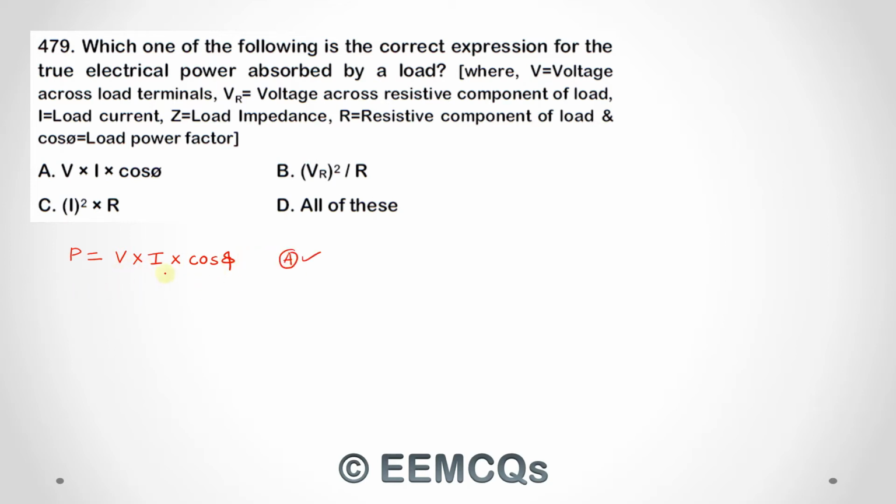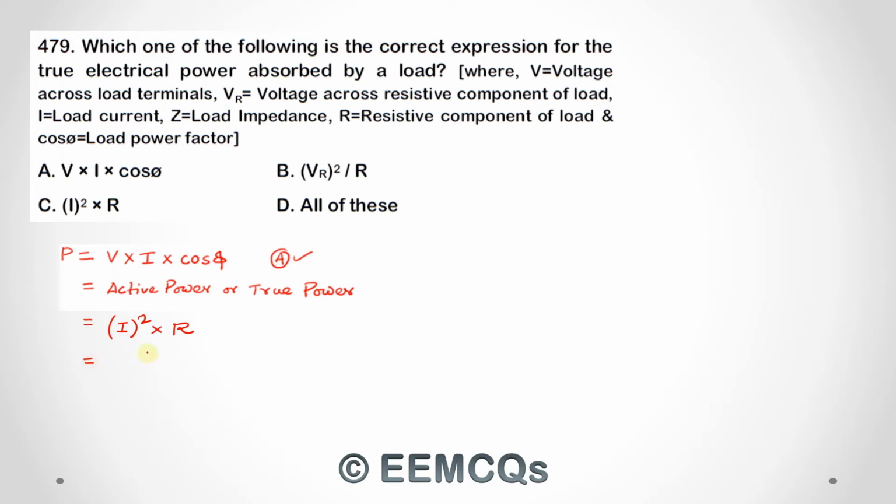Now also we know this power, which is basically the active power or true power, can also be given by I square, that is our load current squared, multiplied by the resistance of the resistive component of the load, that is I square R. As you know, P is equal to I square R, that is the active power, and we also know V is equal to IR according to Ohm's law.